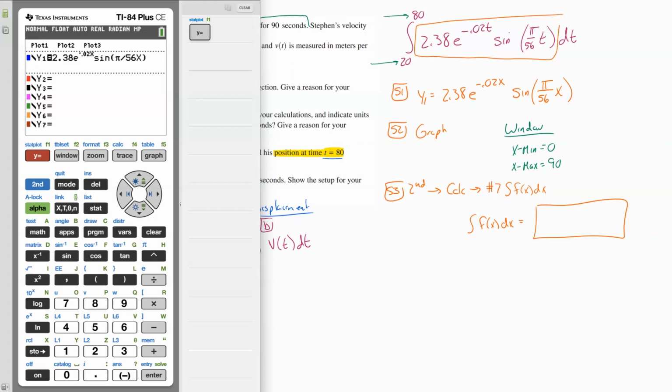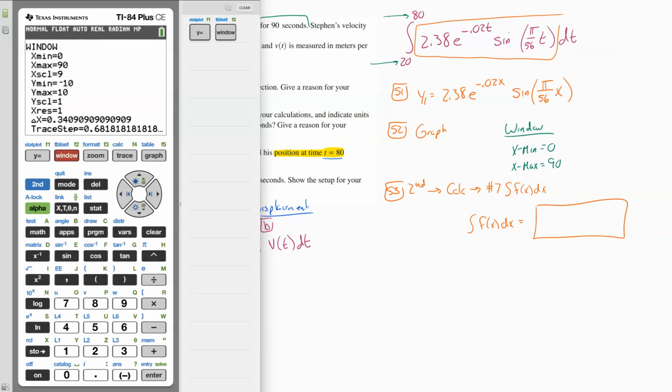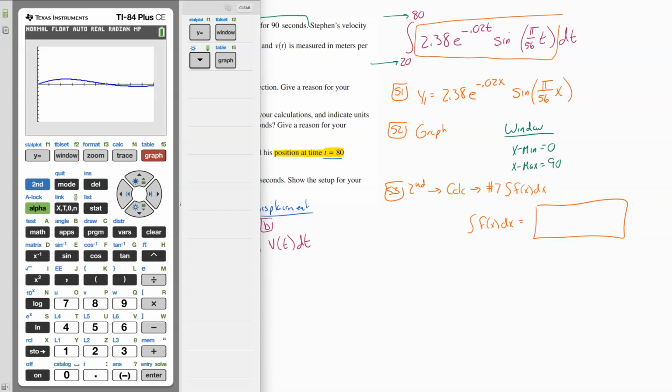And again, if you were doing this on the previous videos, before you graph it, you would hit the window button up at the top. You want to set that X min to 0, set that X max to 90, and then I set the scale because that's where all the tick marks are, but you don't need to do that. That just makes the graph look nicer. Then we graph it, and now we're ready to do a calculation.